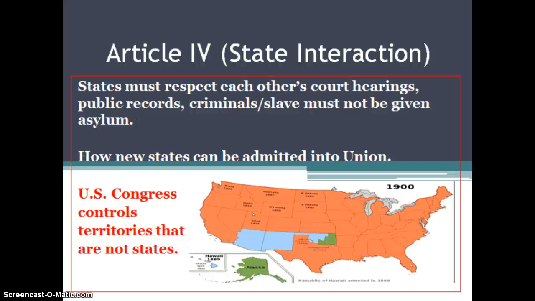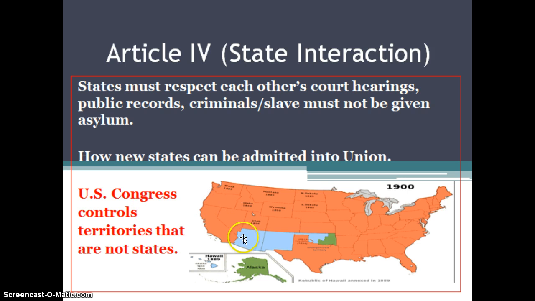So if Maryland doesn't have a law against slavery and Virginia does, and a Virginia slave escapes into Maryland, even though Maryland doesn't have a law saying slavery is okay, it must respect Virginia's law and return that slave or criminal. Article 4 also talks about how new states can be admitted to the Union. Once a new state draws its boundaries, has a certain population, and writes up the Constitution, it will submit its application to Washington, D.C., to Congress for admittal.